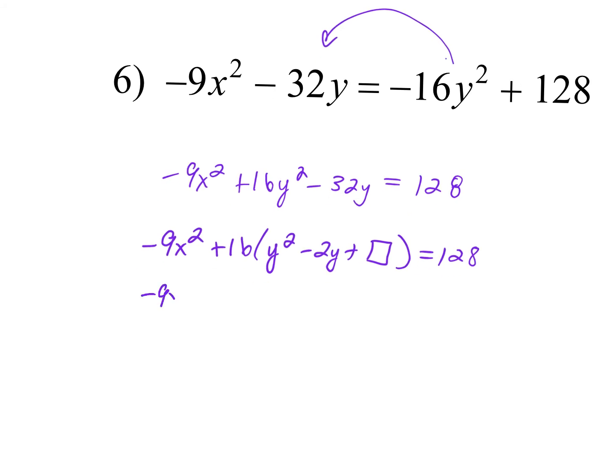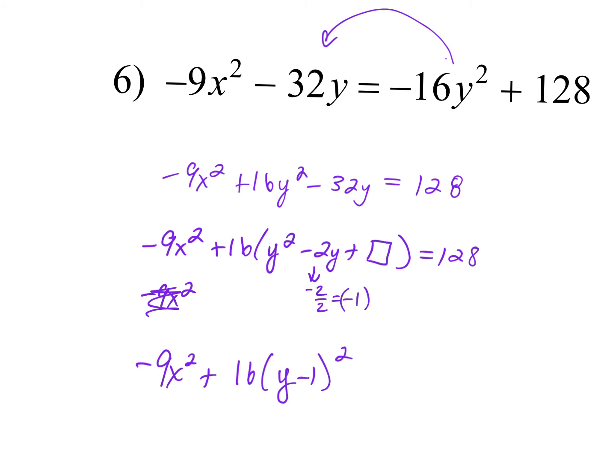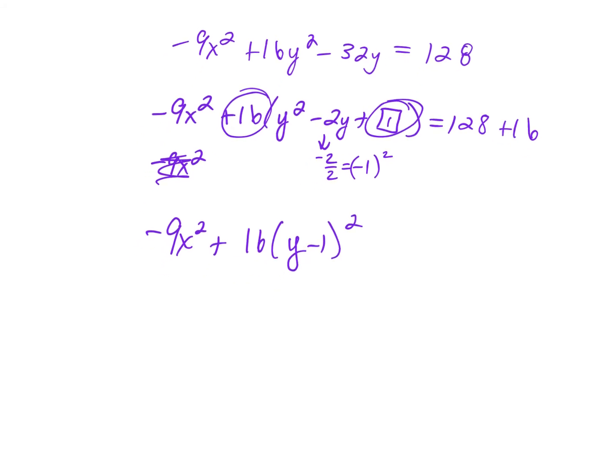So I still have my negative 9x squared here. If I complete the square, negative 2 divided by 2 is negative 1, yes? So let me write this a little lower. Negative 9x squared plus 16 times (y minus 1) squared. Negative 1 squared is 1, so 16 times 1 is 16. What's 128, ladies and gents? Plus 16. 144. Good.